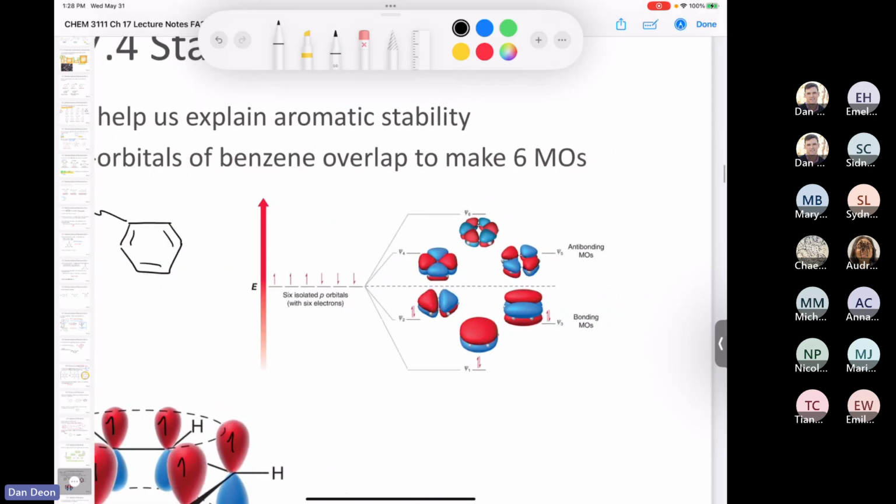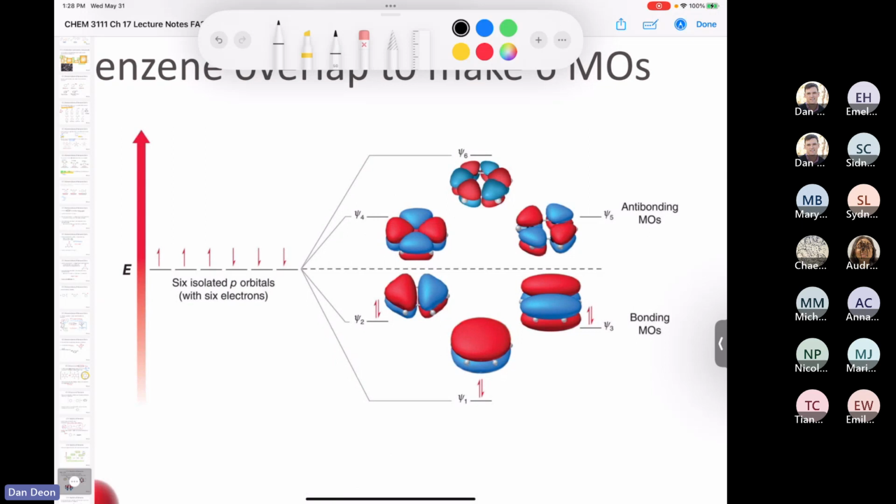Now let's look at the MO diagram. We have the 6 isolated p orbitals that have 6 electrons. When we put our atomic orbitals together to make molecular orbitals, we end up with 3 that are anti-bonding, which are higher in energy, and 3 that are bonding molecular orbitals, which are lower in energy. Since each bonding MO can hold 2 electrons, we start putting the electrons in those bonding molecular orbitals. If we follow Hund's rule, the Aufbau principle, and the Pauli exclusion principle, we see that all of the electrons, 1, 2, 3, 4, 5, 6, end up in bonding molecular orbitals.